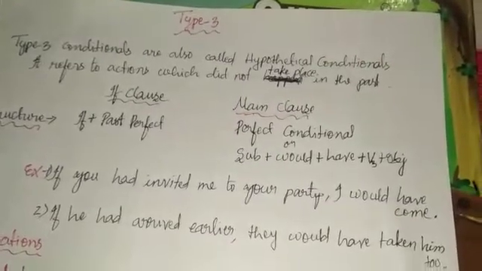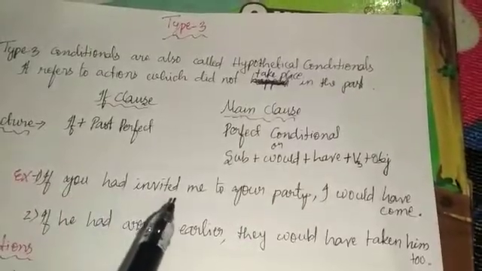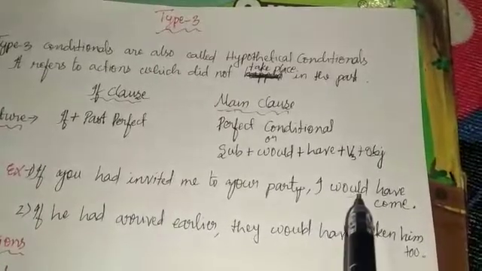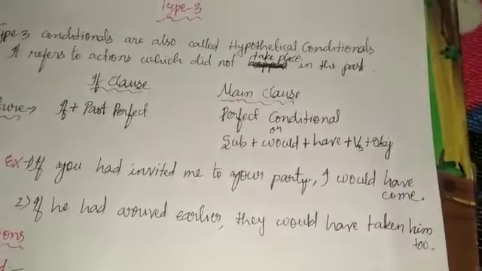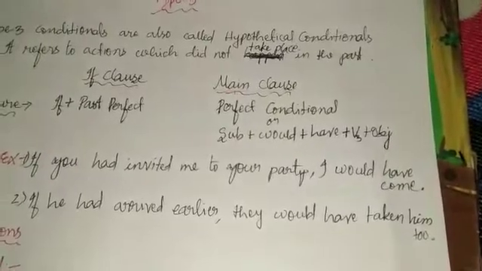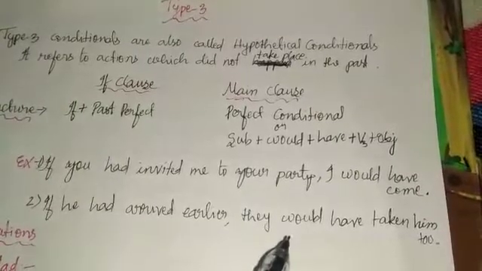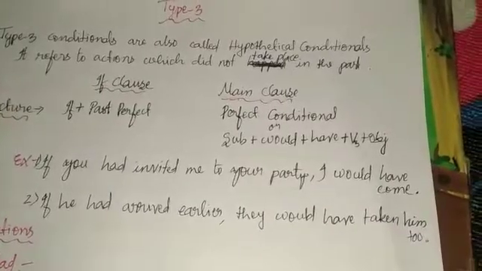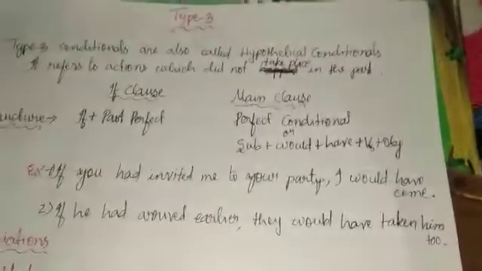Example, if you had invited me to your party, I would have come. You see, if you had invited me, it's in past perfect, and in the main clause is subject would plus have plus V3. Second example, if he had arrived earlier, they would have taken him too. Now the if clause is in past perfect, whereas in the main clause it is perfect conditional. So this basically refers to actions which were supposed to take place in the past, but it didn't.